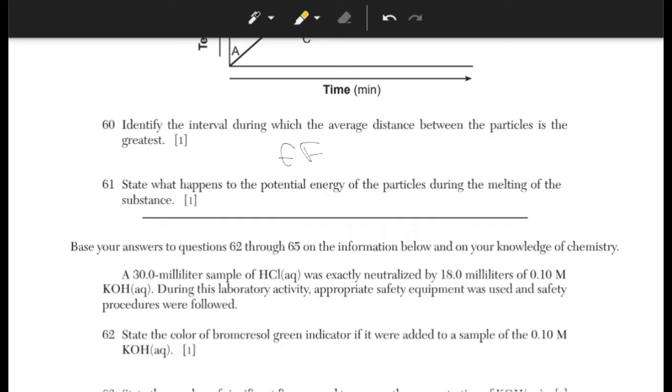State what happens to the potential energy of the particles during the melting of the substance. This question refers to the straight line portions of the heating curve. During these intervals, the potential energy will increase because the energy is breaking the bonds that hold the particles together.